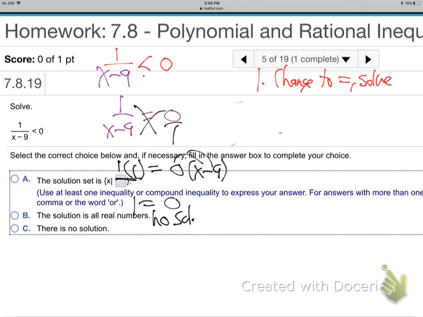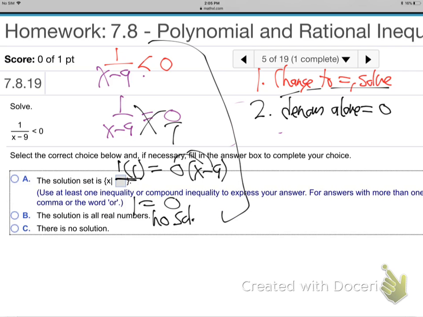All right, so that's all step 1. Change to equal solve. We got nothing out of step 1. Step 2. Now, do you remember? I've been skipping step 2. Step 2 is denominator alone equals 0. Denominator alone. Just the denominator, having no reference to the numerator whatsoever. So all this is step 1.